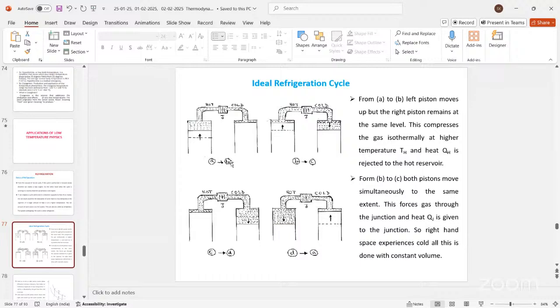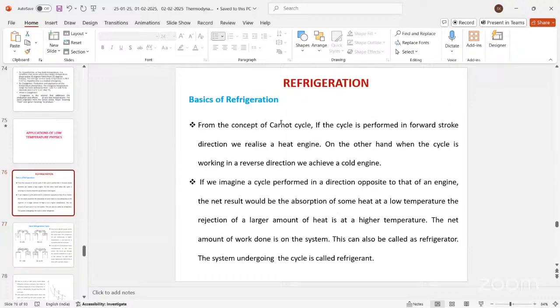All of you open this: liquefaction of helium. Unit 10, basics of refrigeration. Under this refrigeration, we have some topics. Basic of refrigeration: what is the basic of refrigeration, and what is the example for that?